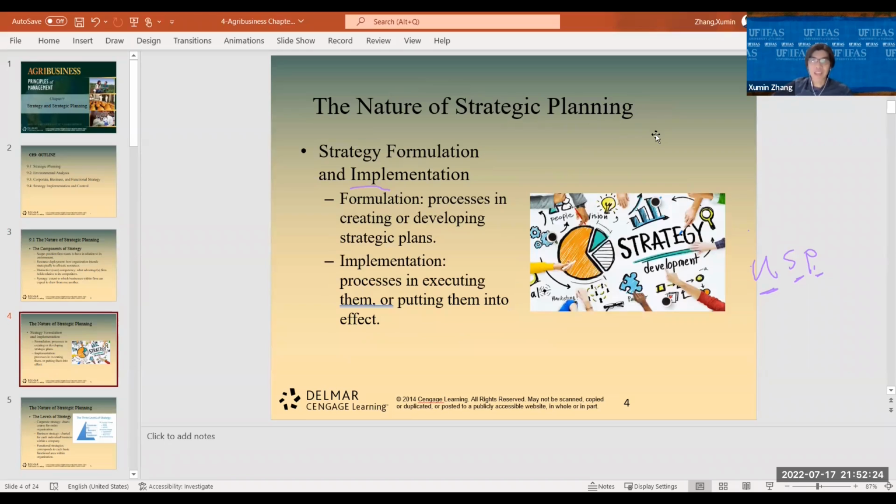Once we talk about planning, we will talk about the implementation for sure. Formulation is developing the plan, and implementation is executing the plan. We will have the goal setting, we will formulate the strategy, and then in the controlling phase, we will have the implementation and the monitoring, trying to make sure this is a complete circle.